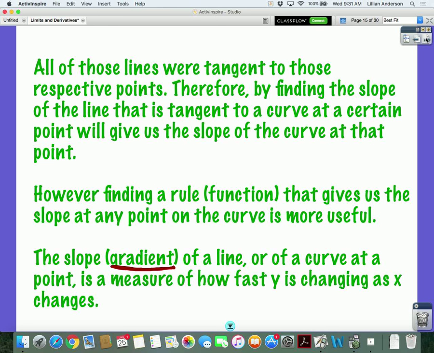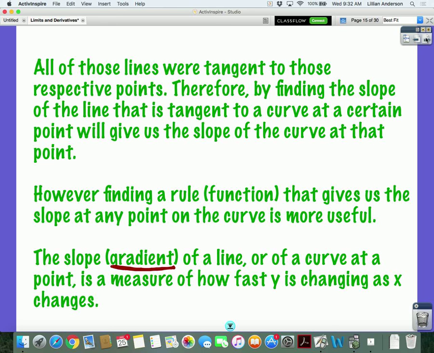However, you could find a rule, aka a function, that actually gives us the slope at any point on any curve. That's what we're actually going to be doing more likely. We're going to be finding rules, aka functions, equations, that will help us find slopes at respective points.